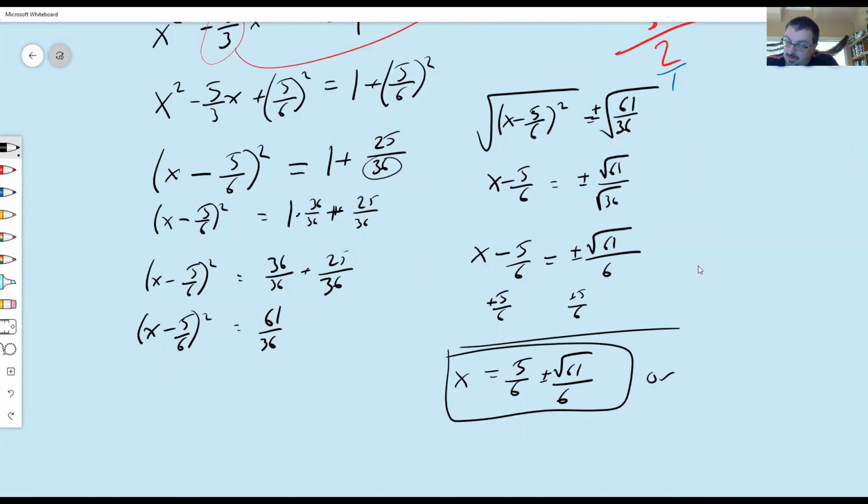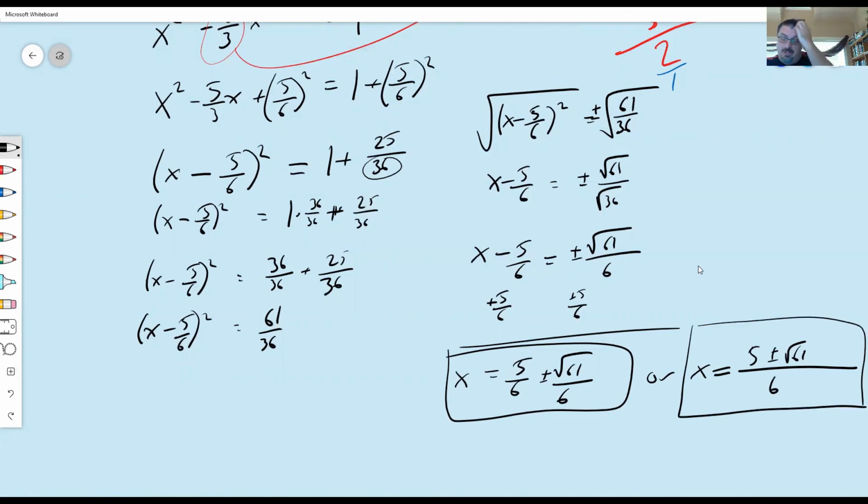Or the preferred version, x equals a single fraction: 5 plus or minus the square root of 61, over 6. All right, so that's solving an equation by completing the square. Let me know if you have any questions.